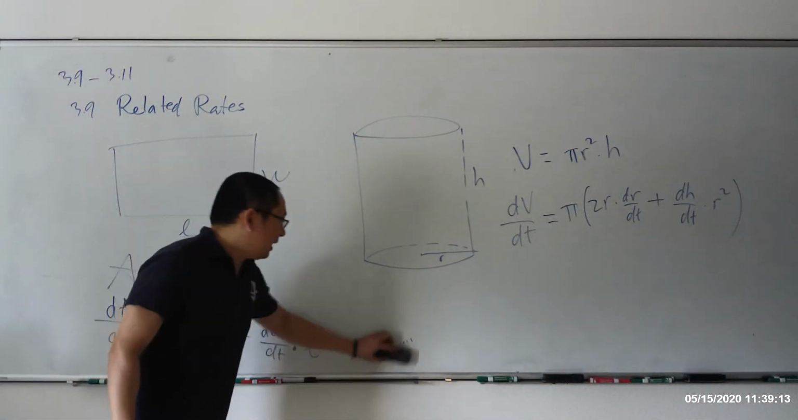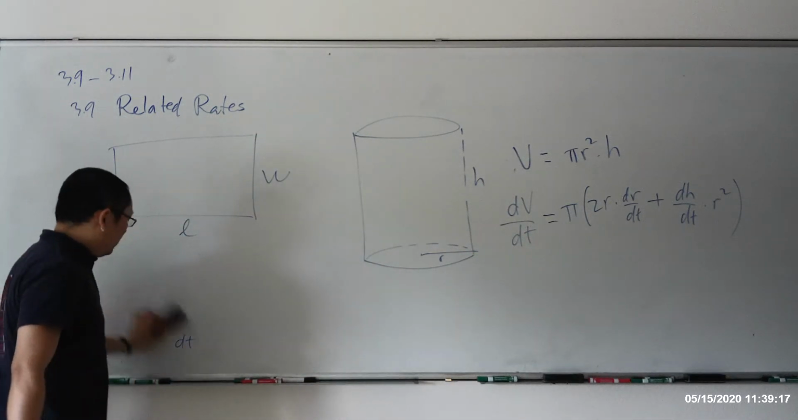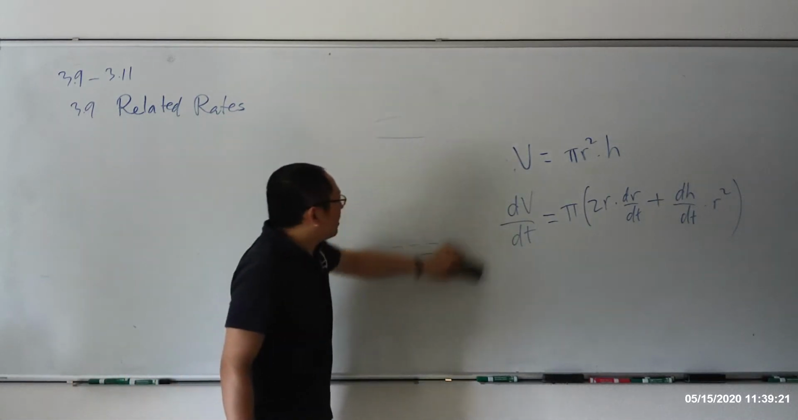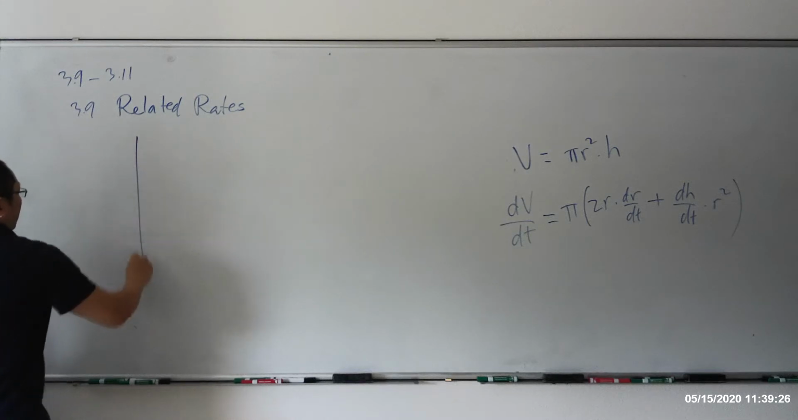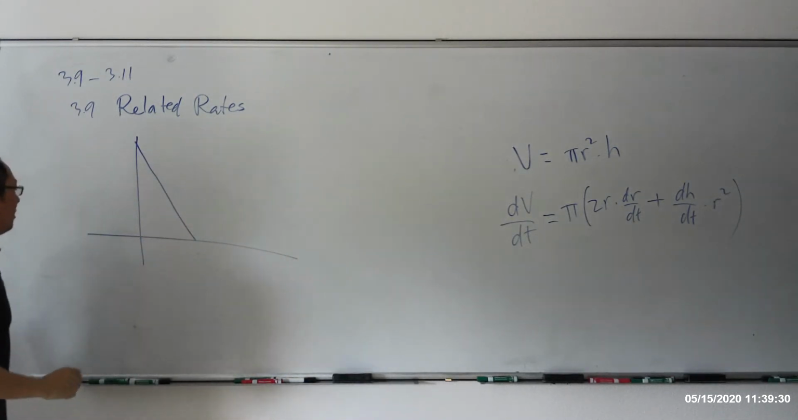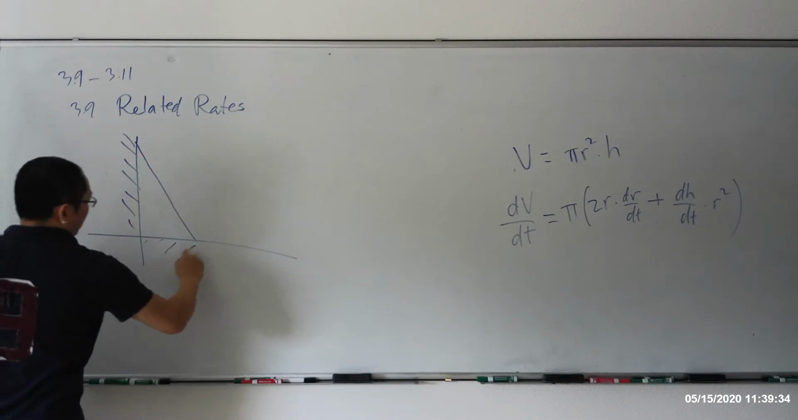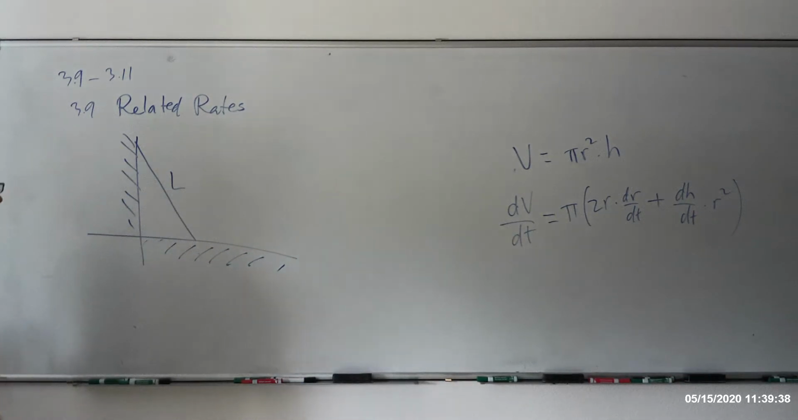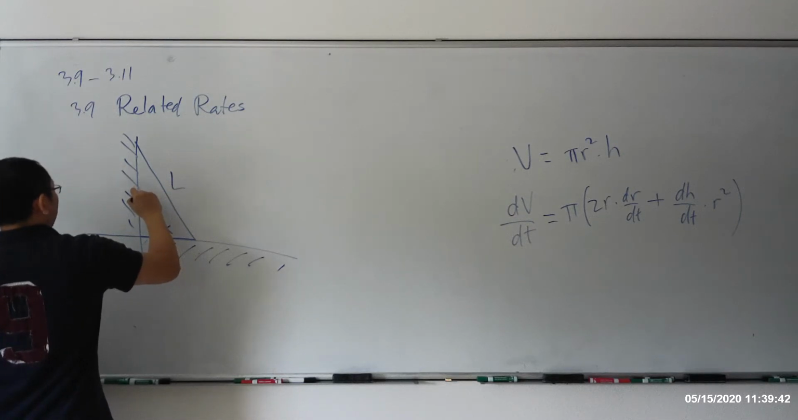Okay? There is a very typical problem that I've seen over and over in business calculus, in regular calculus. They have this. You have a ladder that leans against the wall. This is the wall. Okay? You have the ladder. The length of the ladder is L. Okay? So of course this is x and this is y.